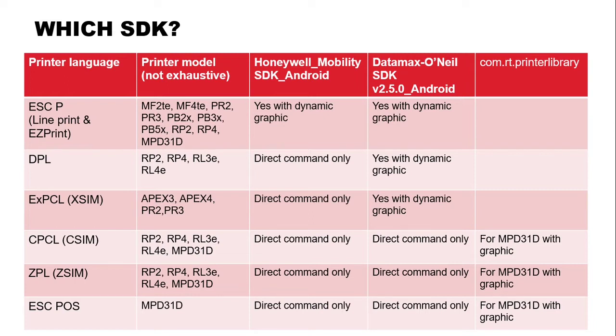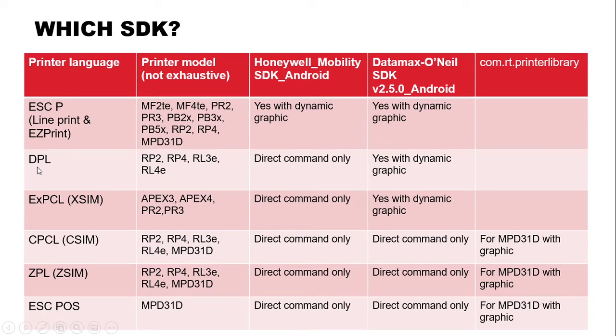For the SDK, we have the Honeywell Mobility SDK for Android. The SDK supports direct printing and also dynamic graphic printing as well. Likewise, to print to these printers using the Datamax-O'Neil SDK, it also supports both direct commands and dynamic graphics for these printers.